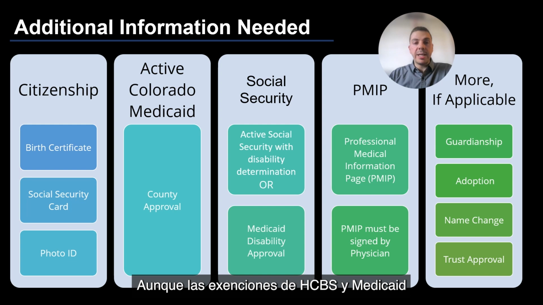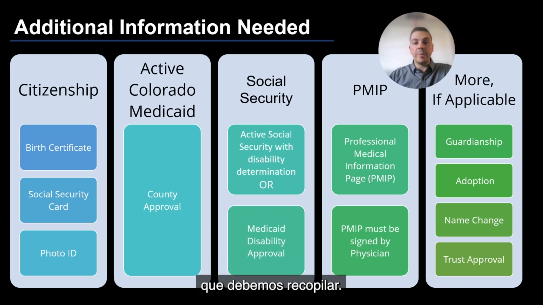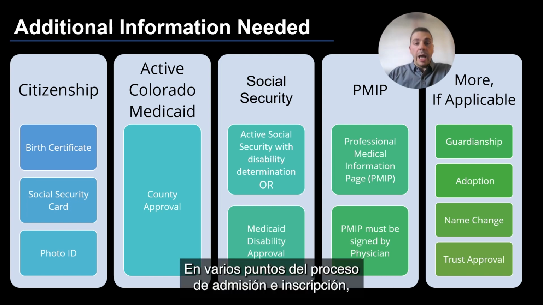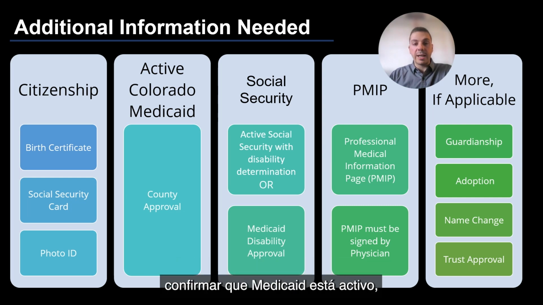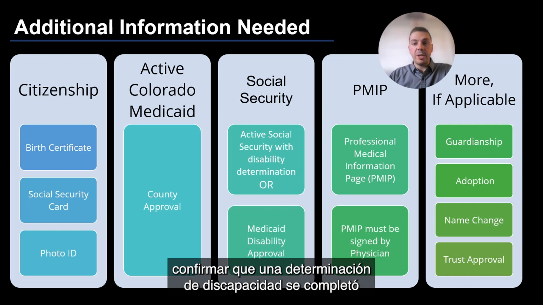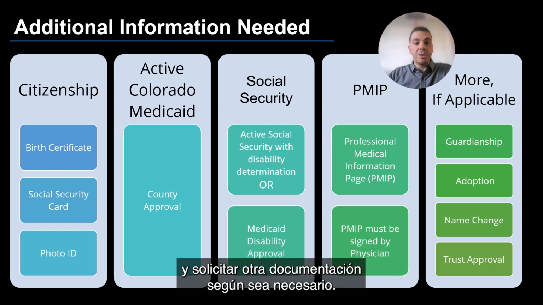Although HCBS Medicaid waivers do waive some eligibility requirements, there still is some criteria and information that we must collect. At various points in the intake and enrollment process, we will collect documentation to verify citizenship, confirm active Medicaid, confirm a disability determination was completed by either Social Security or Medicaid, have a form signed by a doctor, and request other documentation as needed.